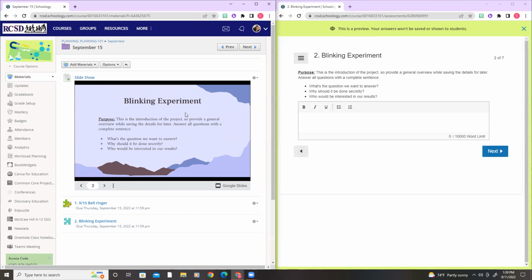So first is our purpose. This is the introduction of the project to provide a general overview while saving the details for later. We need to answer all questions with a complete sentence. What's the question that we want to answer? Why should we do it secretly? Make sure you're thinking about staring contests when you answer that question. And then who would be interested in our results?